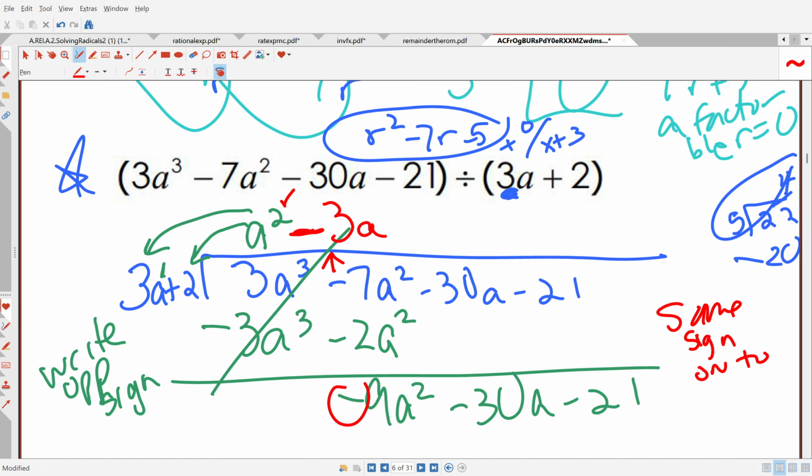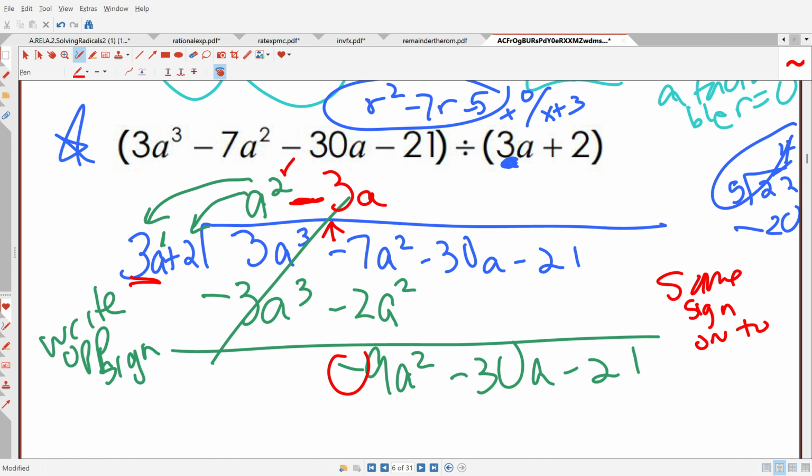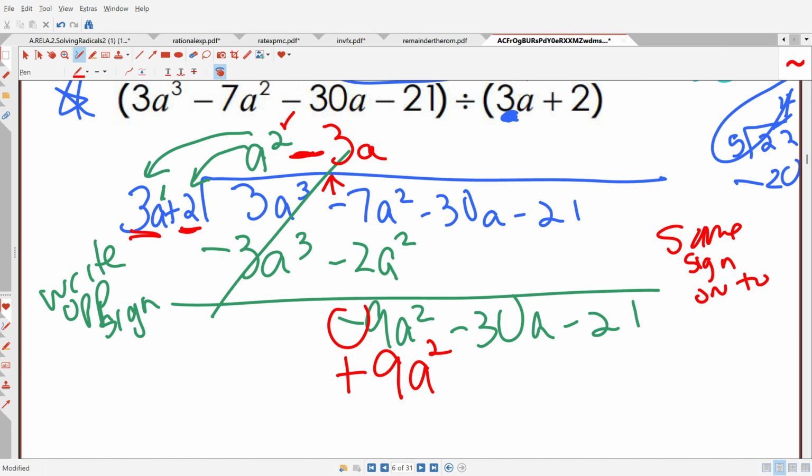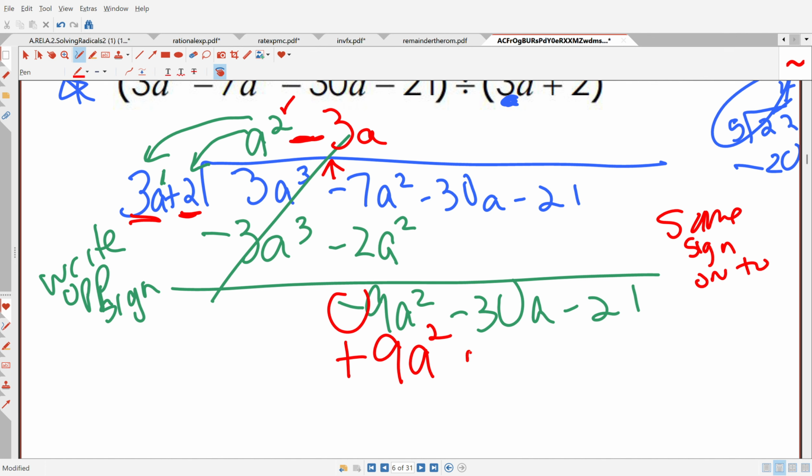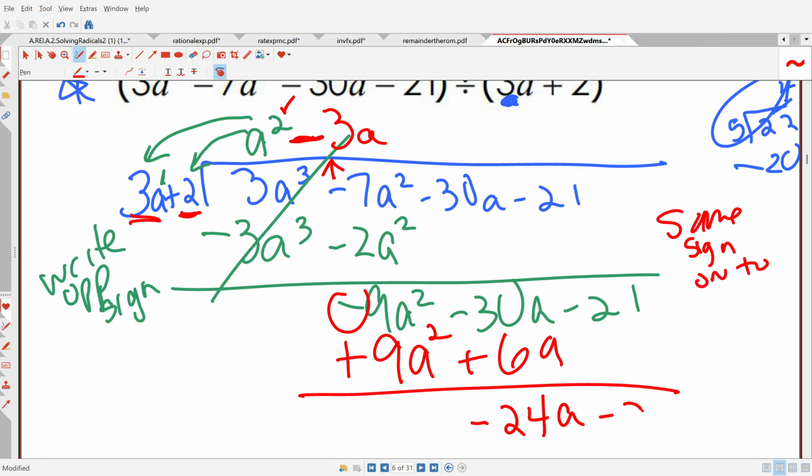Now we're going to multiply. What's negative 3A times 3A? It's 3 times 3, it's 9. So it's -9, but we're going to write the opposite sign. So +9. Now, what's negative 3A times positive 2? -6. So it's -6A, but I'm going to write the opposite sign so I can just add them. Okay. So -30 plus 6 is -24. I don't even want to use my brain at this point.